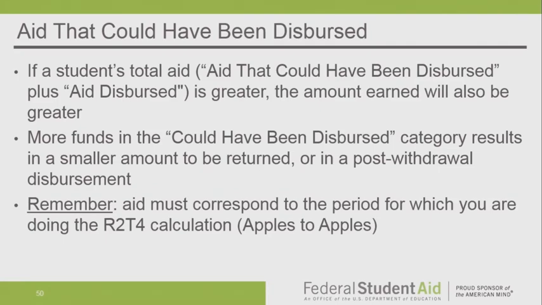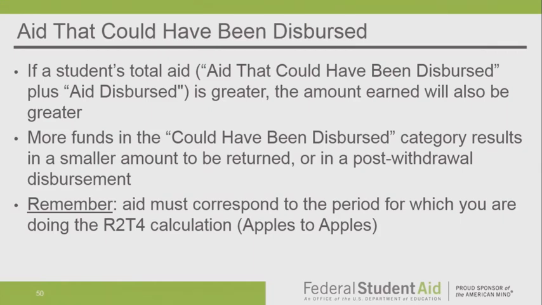Like I said, why did we include that in the R2T4 calculation? Well, if the student's total aid is greater, then the amount of aid earned is going to be greater. So if we include that aid that they were eligible for before they became ineligible in the calculation, then they're going to have a greater amount of earned aid, which would tend to result in less aid that has to be returned. And that's good for the student, right? The more funds that are in the aid that could have been disbursed category results in a smaller amount to be returned. It could result also in a post-withdrawal disbursement because the student earned that aid.